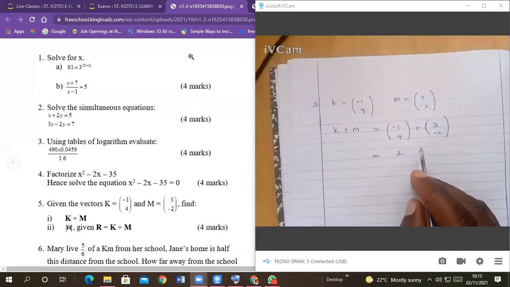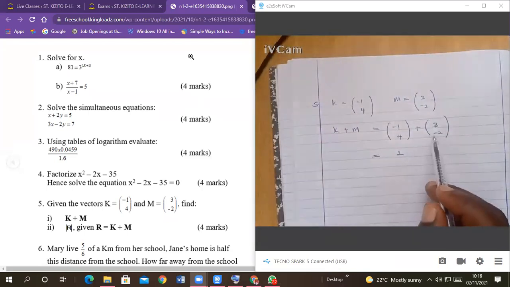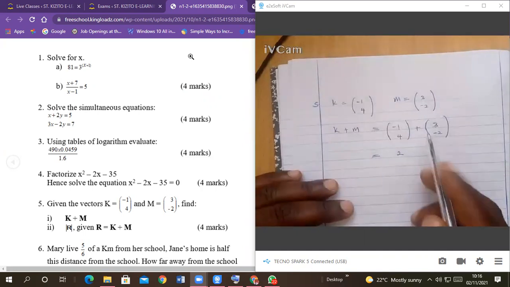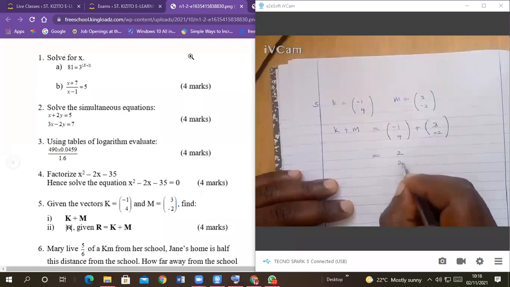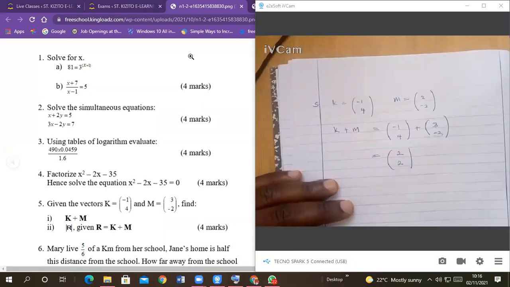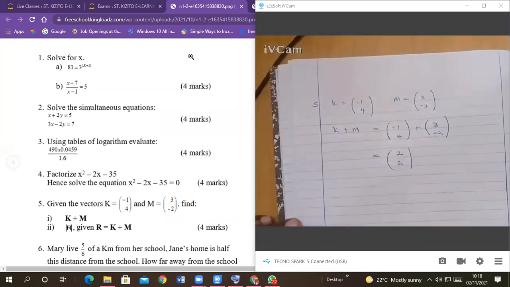Now it is only one person who, instead of adding here, made this one positive 2. So here I have to get also 2, because 4 minus 2, you get 2. So that is k plus m.